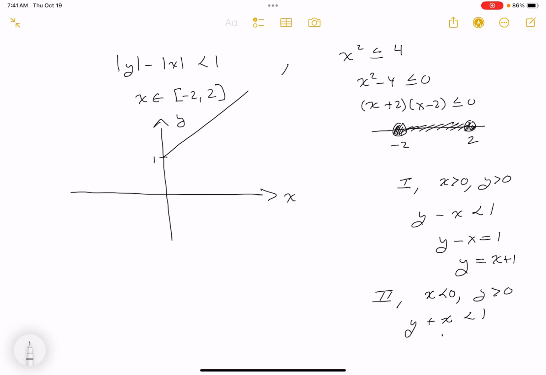And what I'm going to do over here, I'm just going to write down y equals minus x plus 1. Well, I know what that looks like too. It's a simple line, and it looks like this over here. And that's slope of 1.